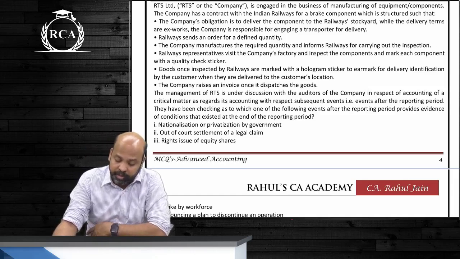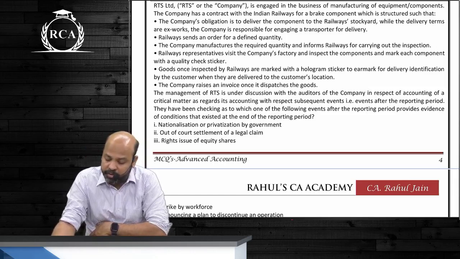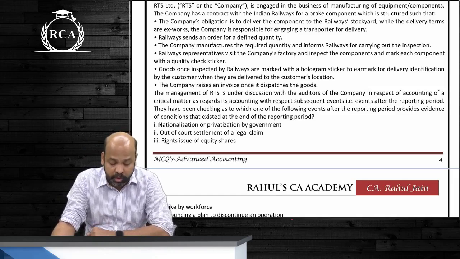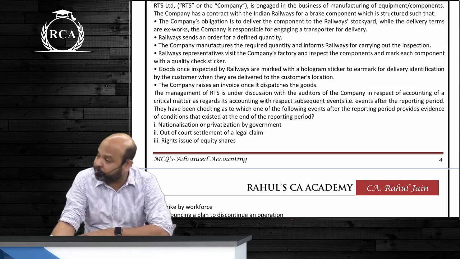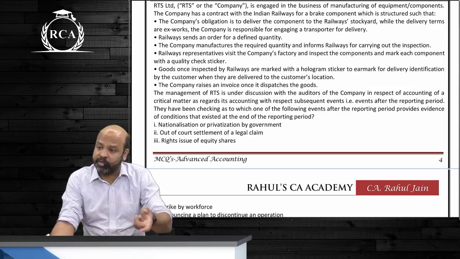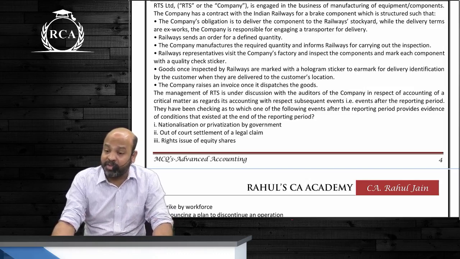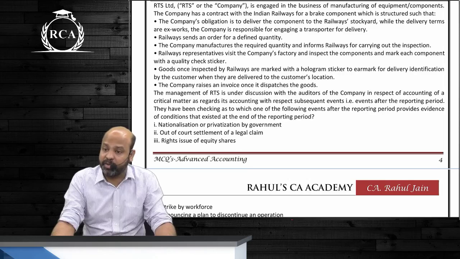Now, Railway sends an order for a defined quantity. The company manufactures the required quantity and informs Railways for carrying out the inspection. Railway representative visits the company's factory, inspects the components and marks each component with the quality check sticker. This changes the entire question now. Though it is an ex works quotation as such, guys, it is very clear that it is subject to inspection.